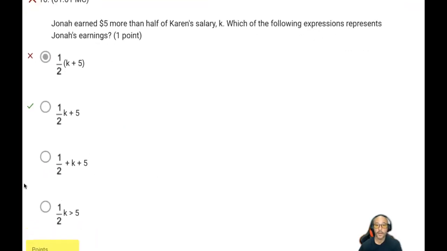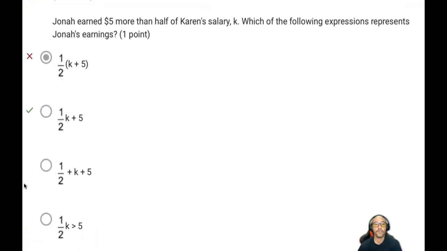All right, this is the last one right here. Jonah earned $5 more than half of Karen's salary, K. Which of the following expressions represents Jonah's earnings? So Karen's salary, K, half of that. Half of Karen's salary, K. So we can say that's K divided by 2, because that would be half of Karen's salary. Another way of saying that is 1/2 times K. We can say it either way.